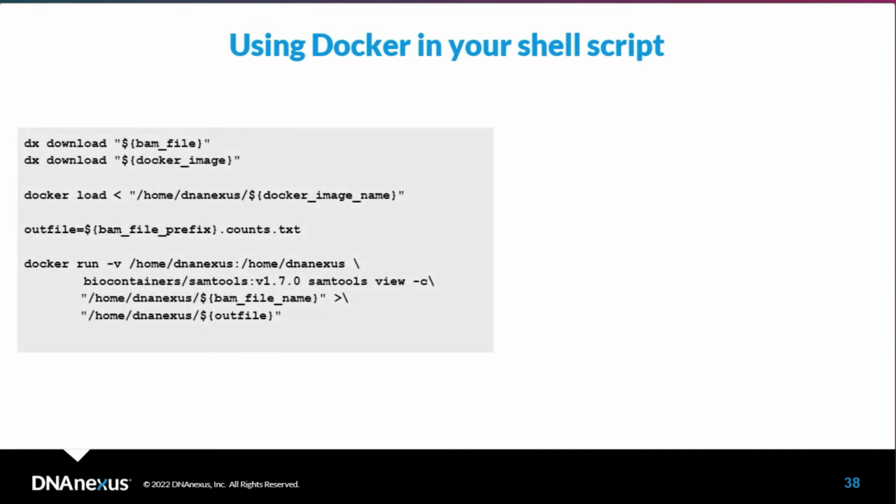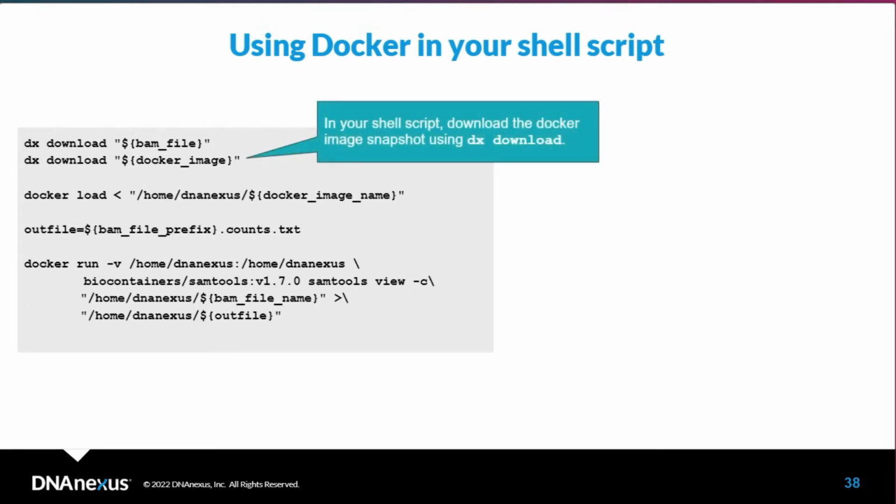Let's see how we can incorporate Docker directly in the main logic and what we can do to implement that. The main structure, or the first steps, would be really similar to what we've seen. On the first line, we would download our file. But then the new section is that we would need to do dx download of the Docker image from the platform to the worker. Then we would need to load it with the command docker load.